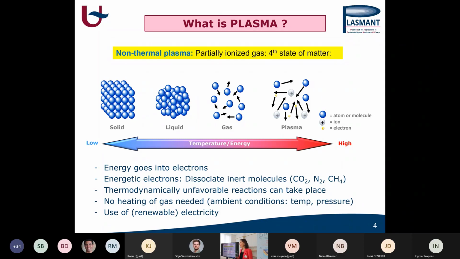And a plasma is created by bringing in energy. This can also be electrical energy. And this can then also be renewable electricity, because a plasma can be very easily switched on and off. So it's actually very suitable to be combined with fluctuating renewable electricity.